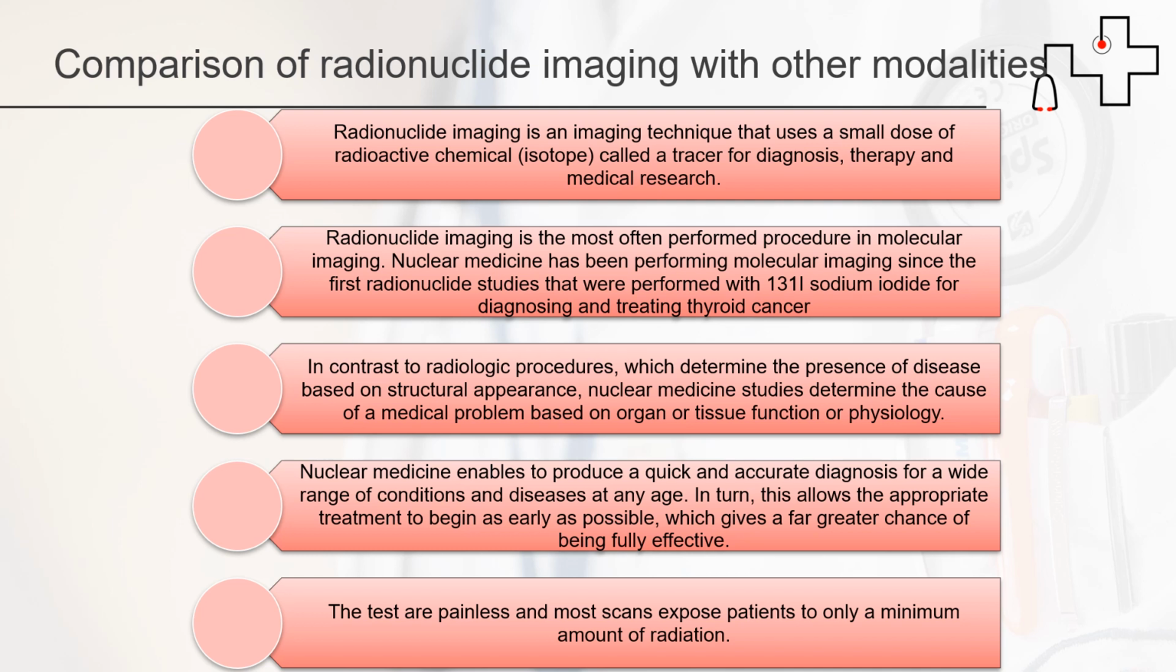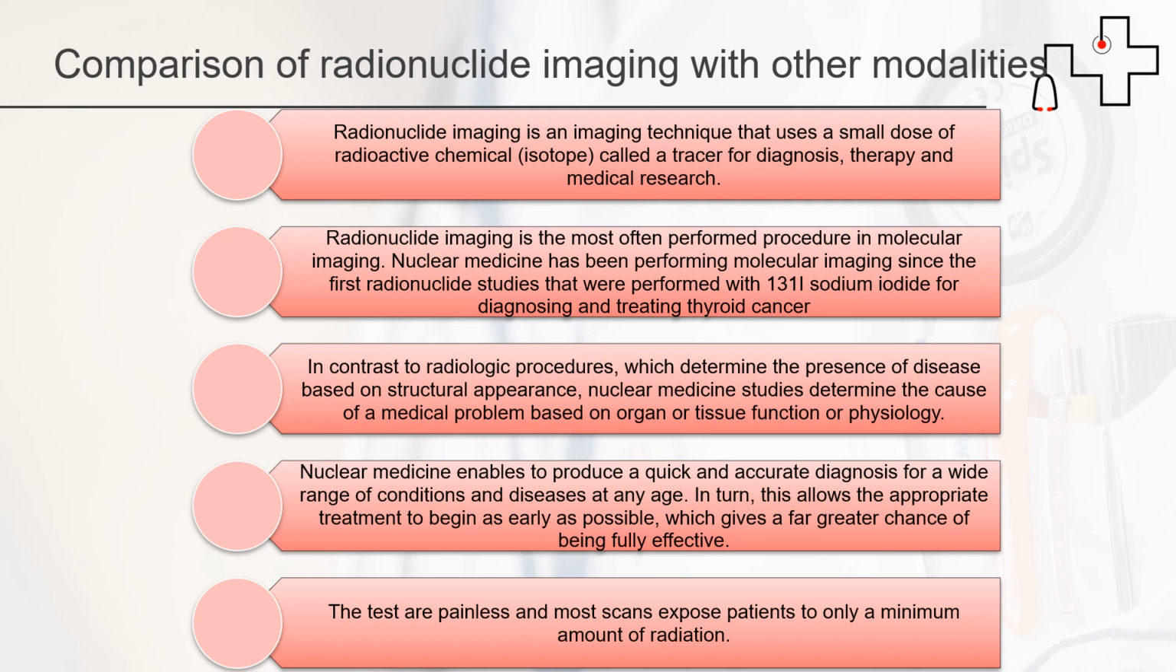As we know, radionuclide imaging is an imaging technique that uses a small dose of radioactive material, or we call radioisotope, and also we call a tracer for diagnosis, therapy, and medical research. Radionuclide imaging is the most often performed procedure in molecular imaging. So that's why we call it nuclear medicine. So nuclear medicine has been performing molecular imaging since the first radionuclide studies that were performed with sodium iodide for diagnosing and treating the thyroid cancer.